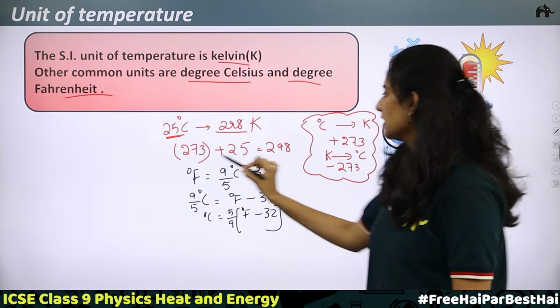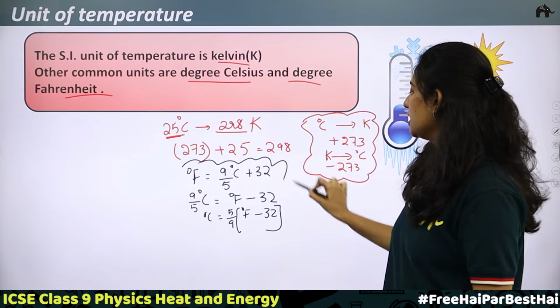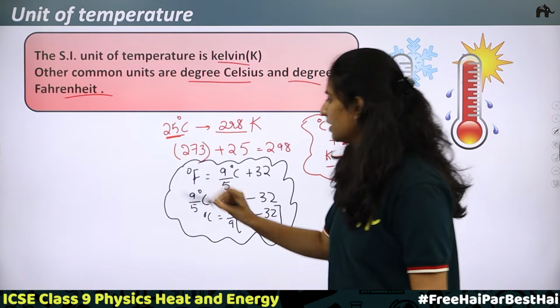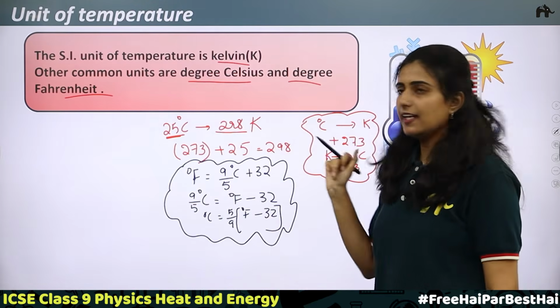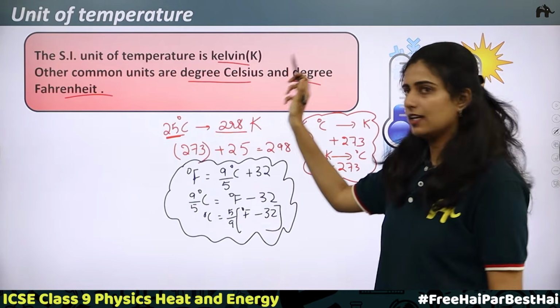So, understood the conversions? If you have a temperature given in Kelvin, you can convert it into degree Celsius or degree Fahrenheit. So these are the interconversions. The SI unit is Kelvin.